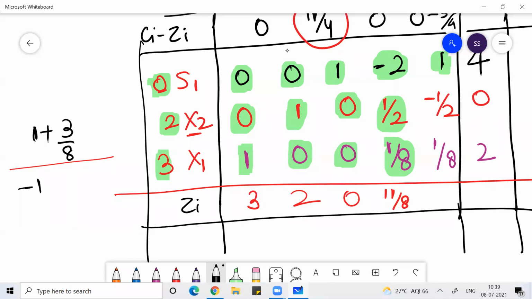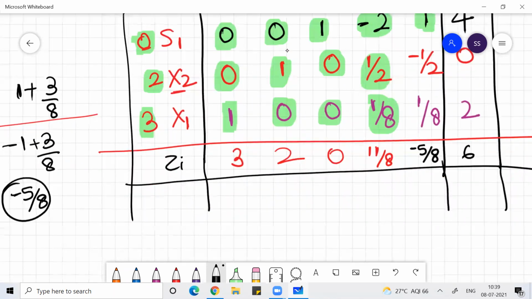0 into 1 plus 2 into minus 1 by 2, that is minus 1, plus 3 into 1 by 8, that is 3 by 8. So that is minus 5 by 8. Here, this would be 6.